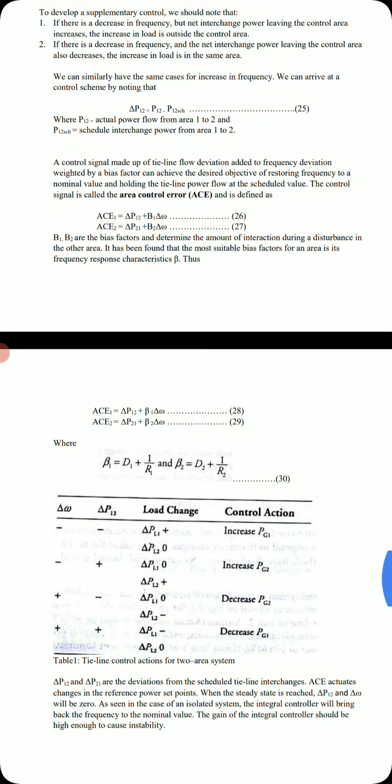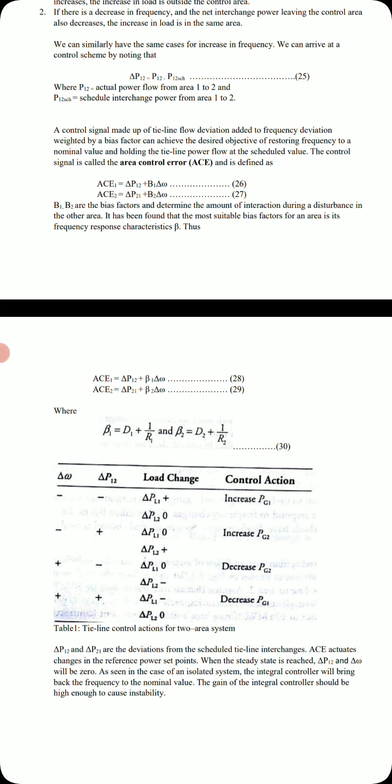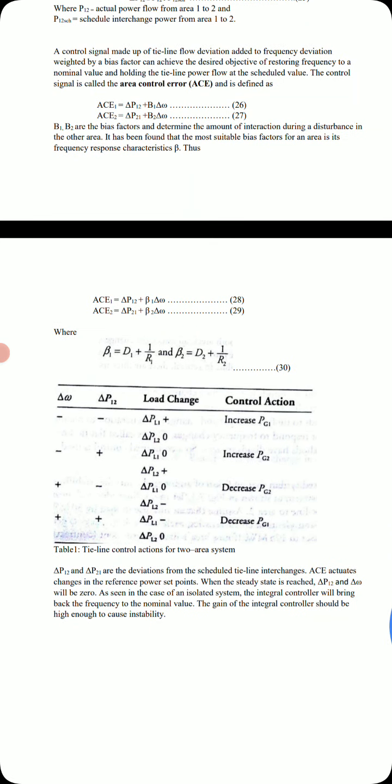The tie line control action is as follows. If delta omega is minus, delta P12 is minus, and the load changes are delta PL1 plus and delta PL2 zero, the control action is to increase PG1. If delta omega is minus and delta PL2 is plus, where plus means increase and minus means decrease, then the load change is no change in delta PL1 and an increase in delta PL2, so the control action is to increase PG2. If delta omega is plus, delta P21 is minus, delta PL1 is 0 and delta PL2 decreases, the control action is to decrease PG2.